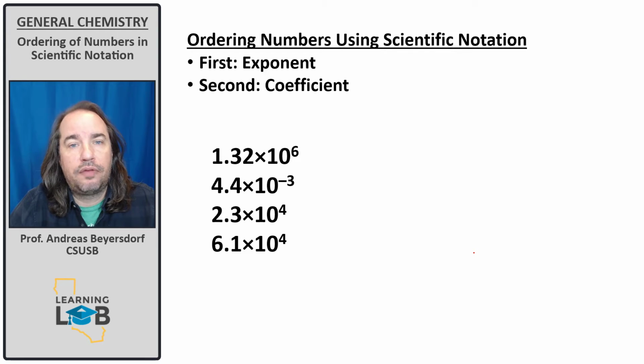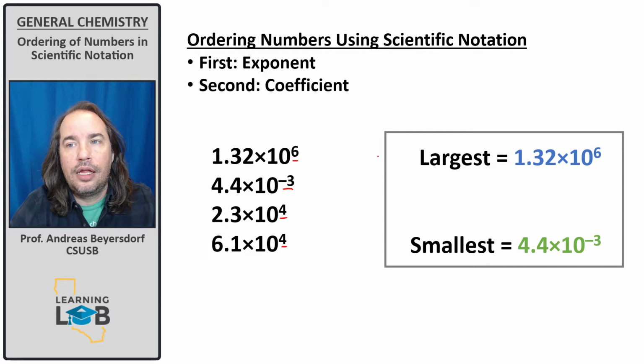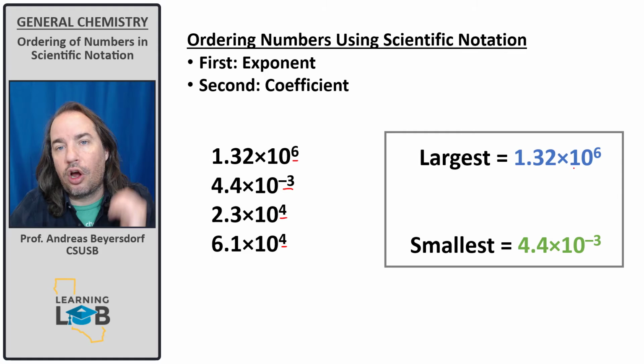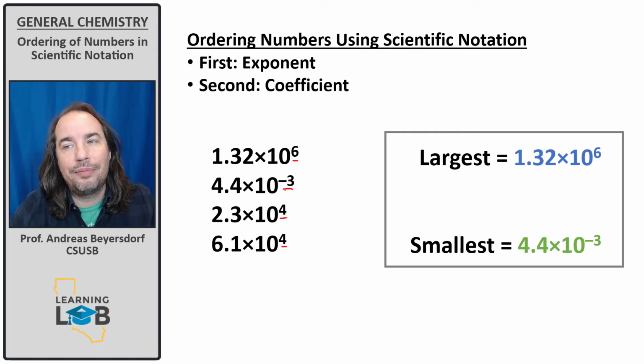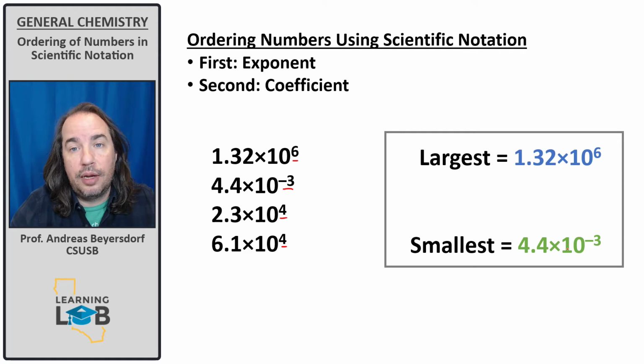So let's say we have these four numbers: 1.32 times 10 to the 6th, 4.4 times 10 to the minus 3, 2.3 times 10 to the 4, and 6.1 times 10 to the 4. When we want to know which one's the largest and which one's the smallest, the first thing we look at is the exponent. So the exponents are 6, negative 3, 4, and 4. The one that's times 10 to the 6th is going to be our largest number, and the one that's times 10 to the negative 3 is going to be our smallest number.